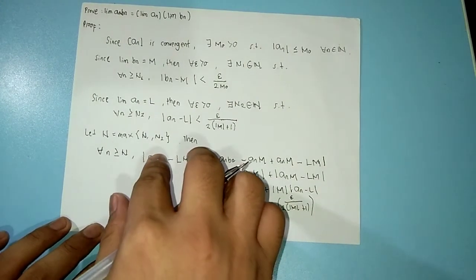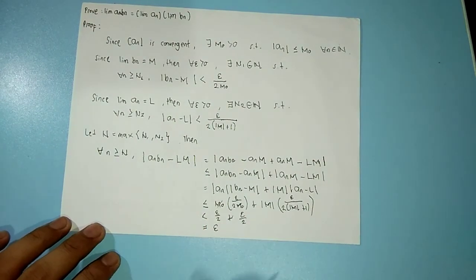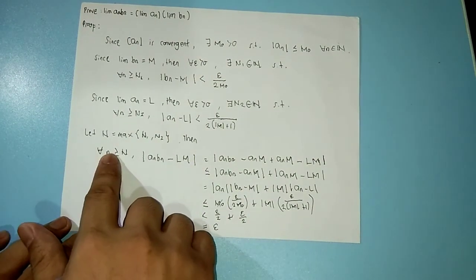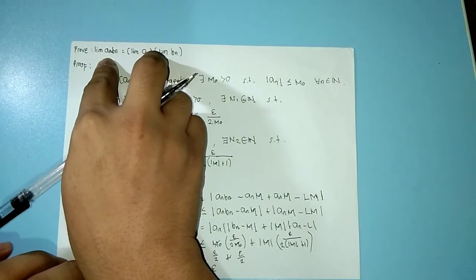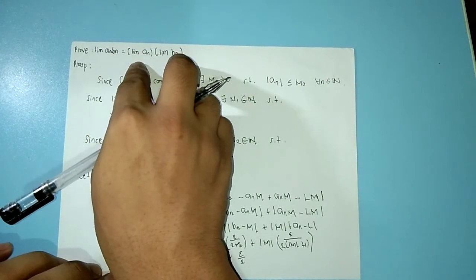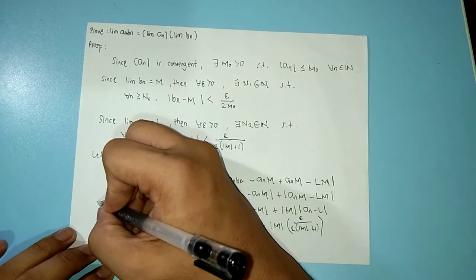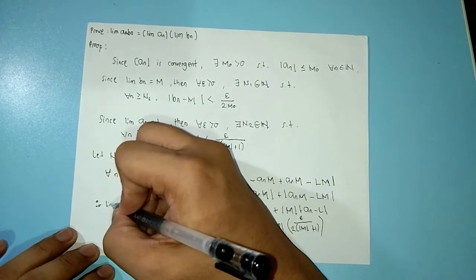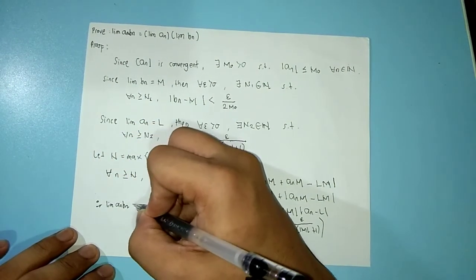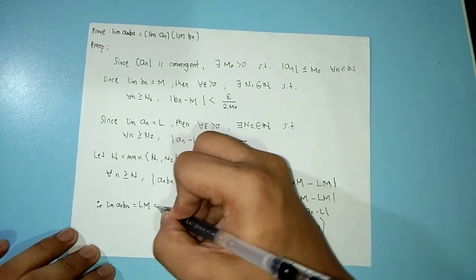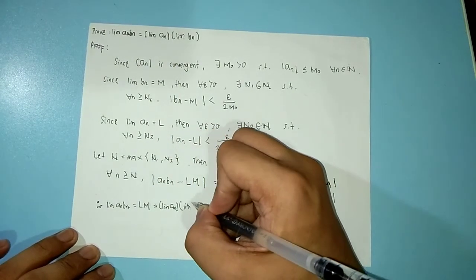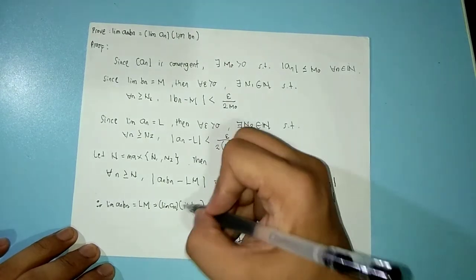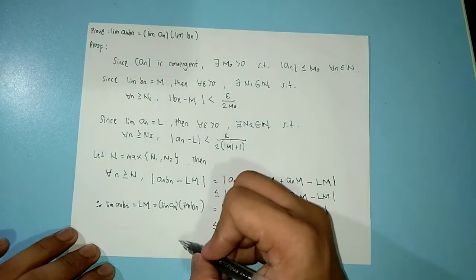And as you can see, the absolute value of this is less than epsilon for all n greater than or equal to n. So this proves that the limit of the product is equal to the product of their limits. So therefore, the limit of a sub n, b sub n is equal to lm, equal to the limit of a sub n times the limit of b sub n. Okay? And this is done.